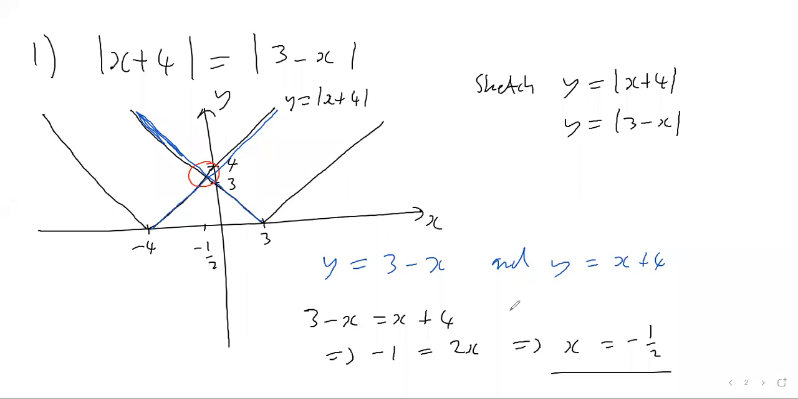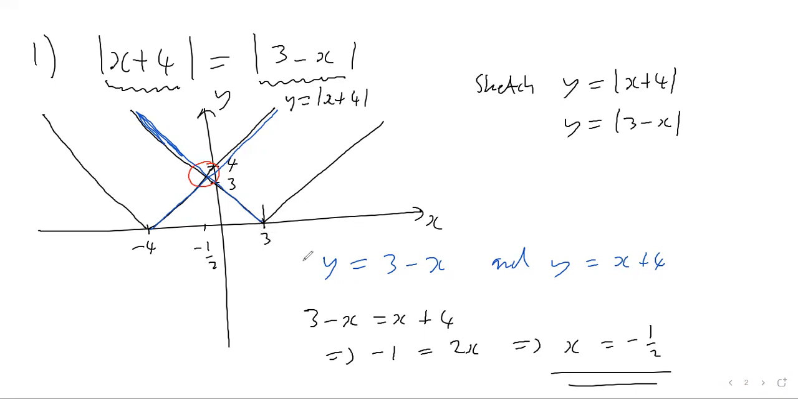So the solution is going to be x is negative half, as we can see from the graph there. And again, that's because in the left-hand side case, when x plus 4 is bigger than 0, the graph here is y equals x plus 4. And in this case, when 3 minus x is greater than 0, my bad, that means that x is less than 3. So I should have said before that x is less than 3.